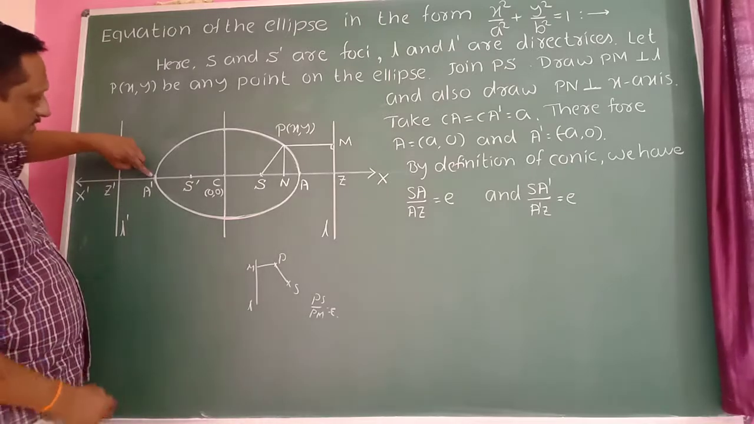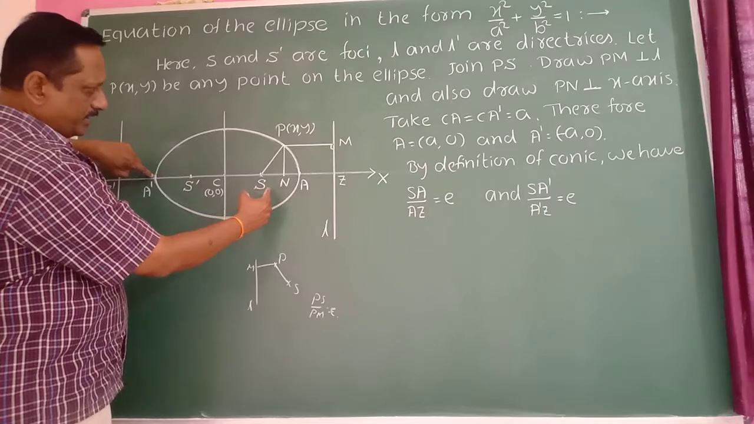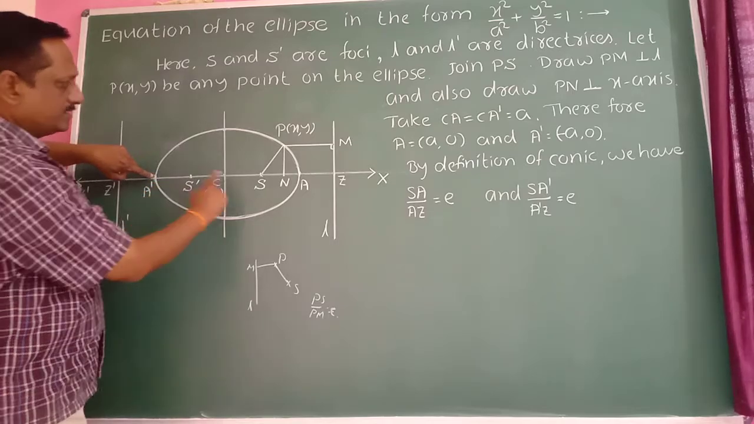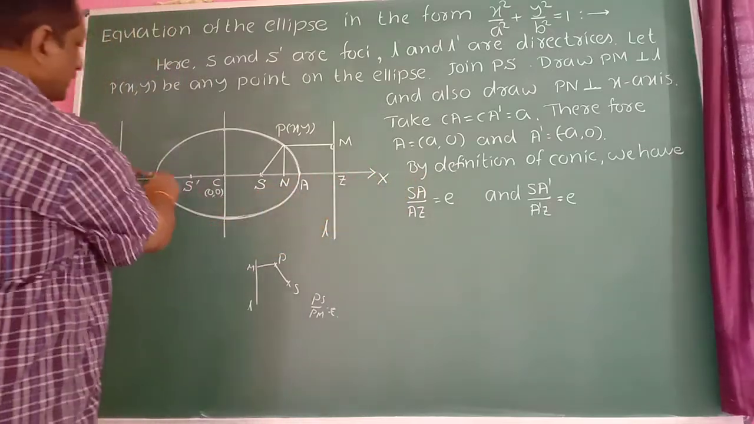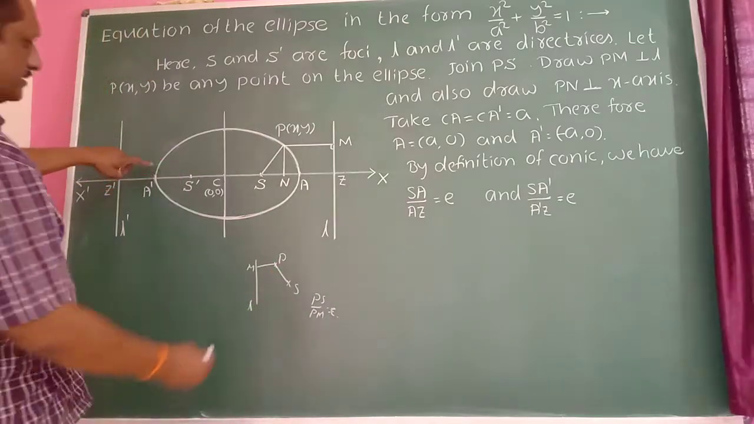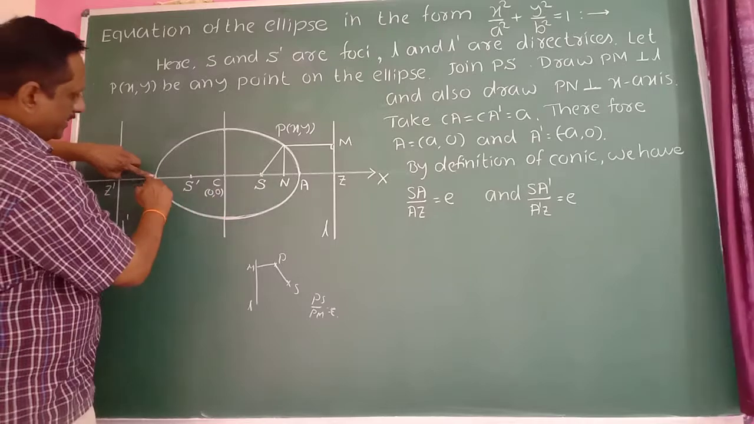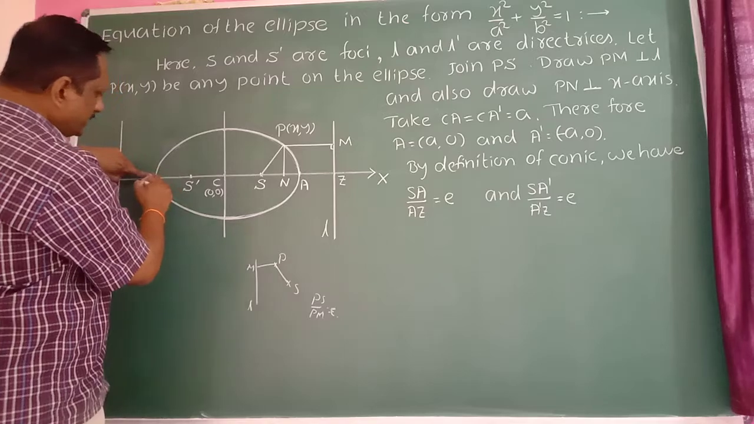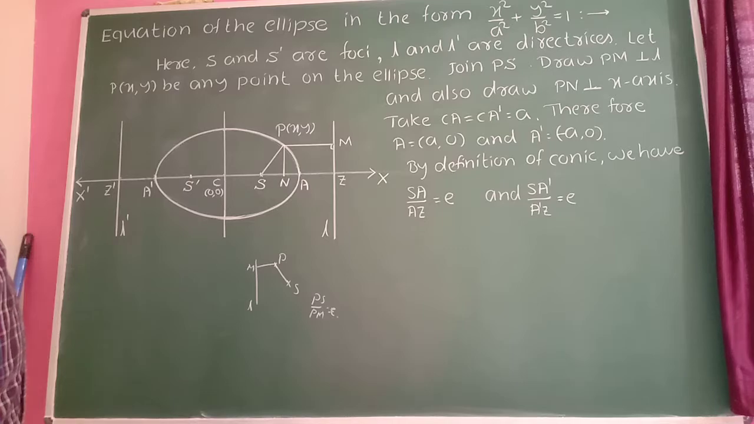Similarly, A dash is also a point that lies on the ellipse. S is a fixed point, so S A dash upon A dash Z is equal to e. S A dash means the distance from the fixed point, and A dash Z means the distance from the fixed line. So the ratio S A dash upon A dash Z is always the eccentricity.